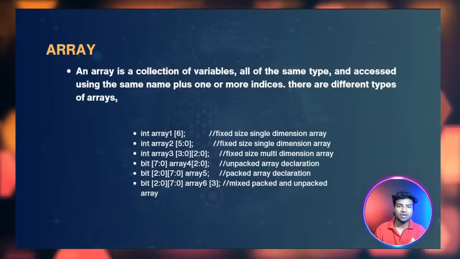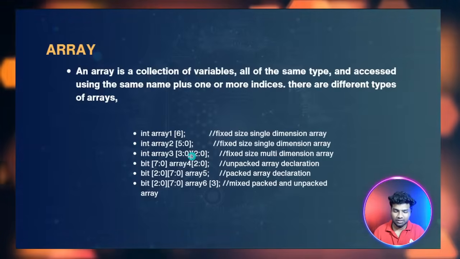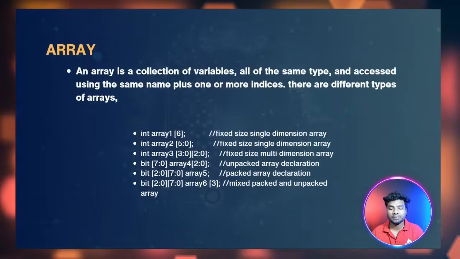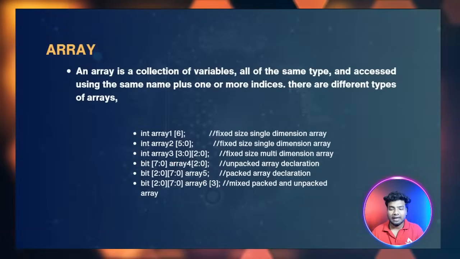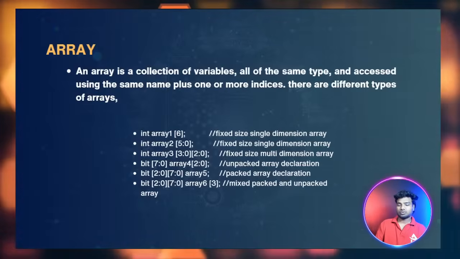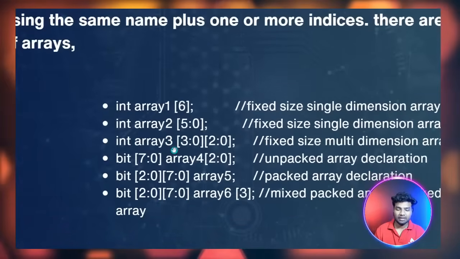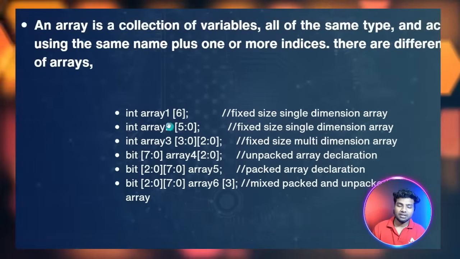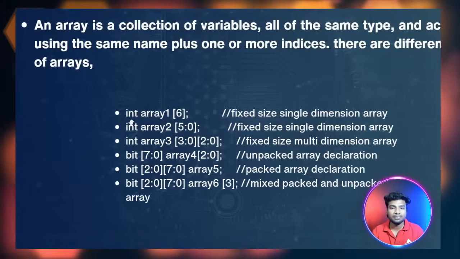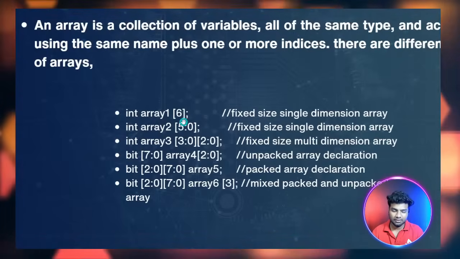In Verilog we also see arrays: a fixed array, a single dimensional array, and this is a multi-dimensional array. An array is a collection of variables, all of the same type, accessed using the same name plus one or more indices. That's the main thing about arrays: we can create memory locations. This is a fixed array. For a fixed array, the syntax is the data type, then the array name, and then the array range. So here, 6.